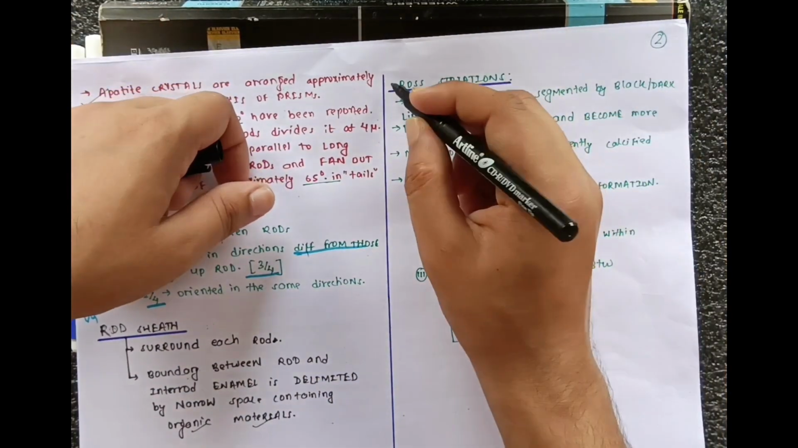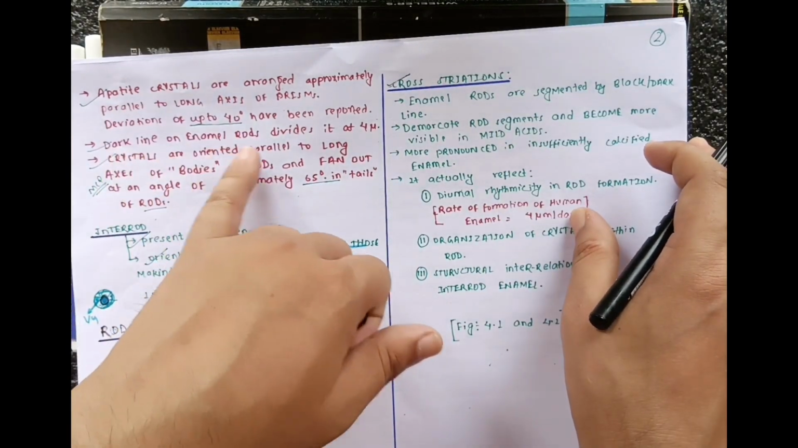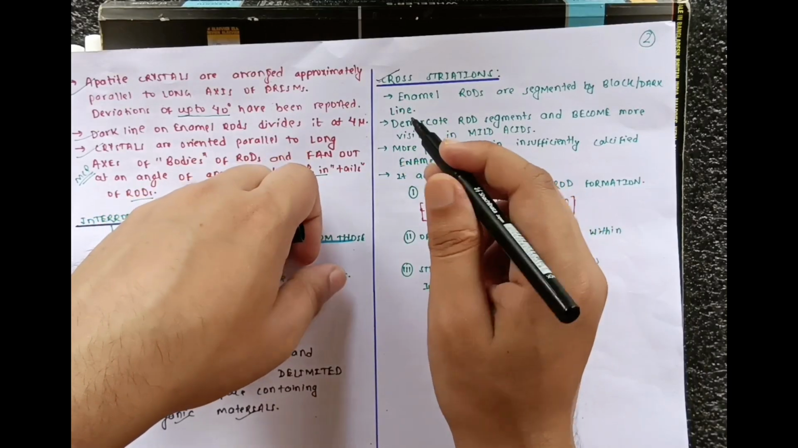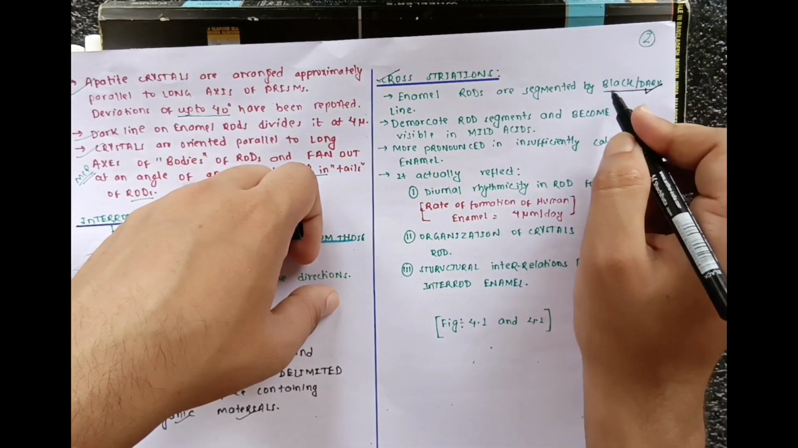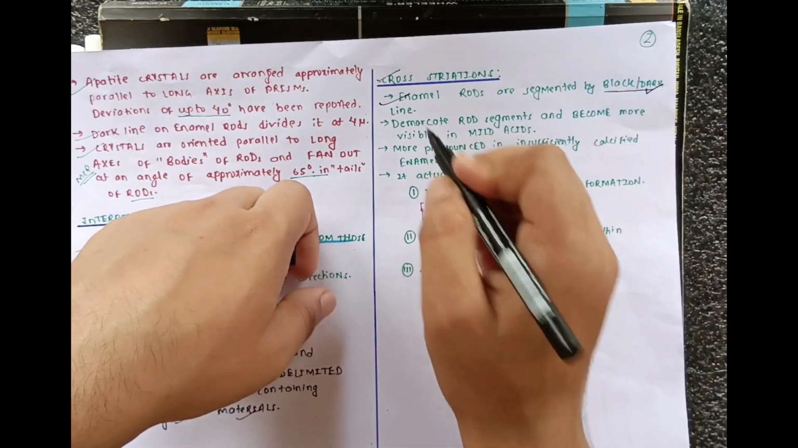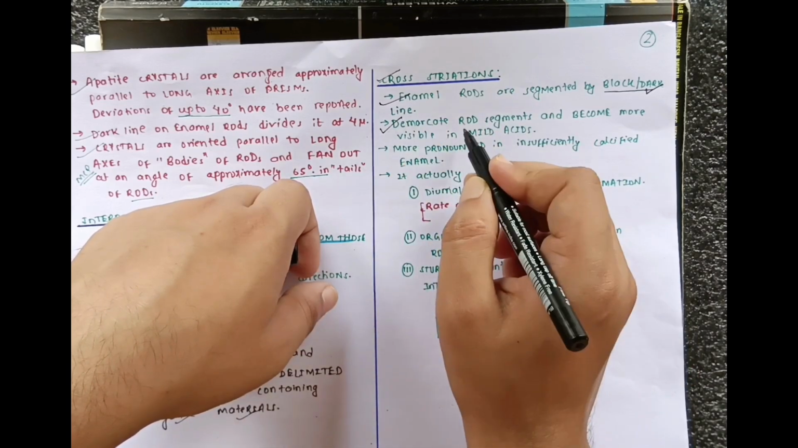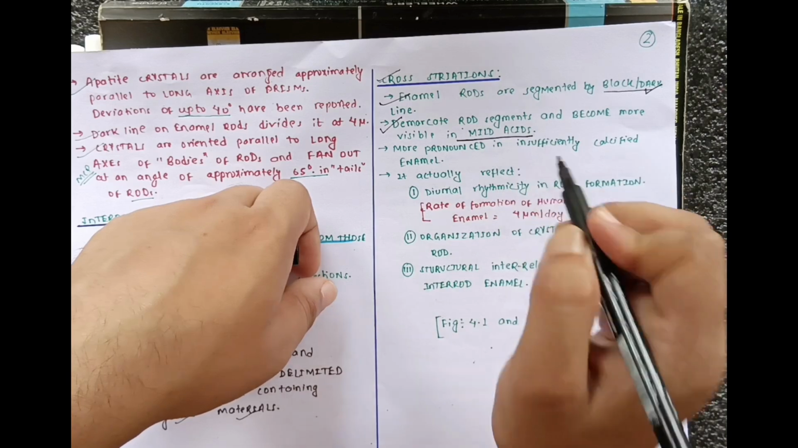After that, we will deal with the cross striations. In cross striations, as I have told here, a dark line on the enamel rod divides it at 4 microns. As I have written here, the enamel rods are segmented by a dark line; dark will be a better term than black. Those dark lines are called cross striations. They demarcate the rod segments and become more visible in mild acid. So this you can remember.